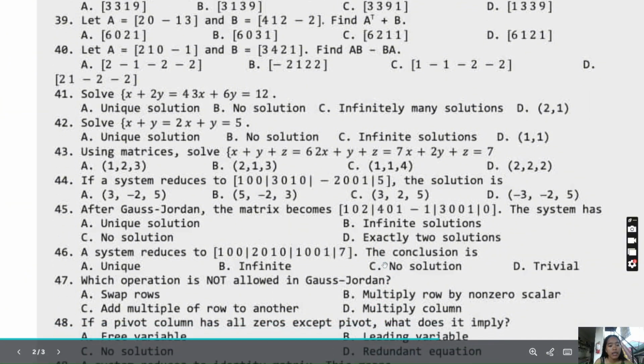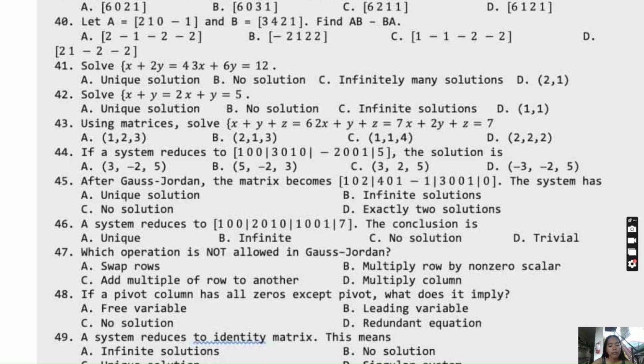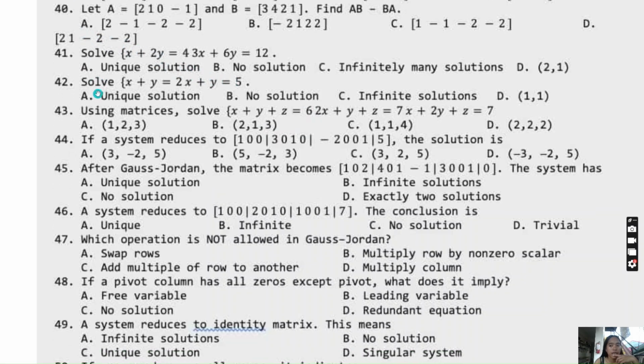Number 40, let A is equal to 2 1 0 negative 1 and B is equal to 3 4 2 1. Find AB minus BA. So our answer for this is letter A. Yes.